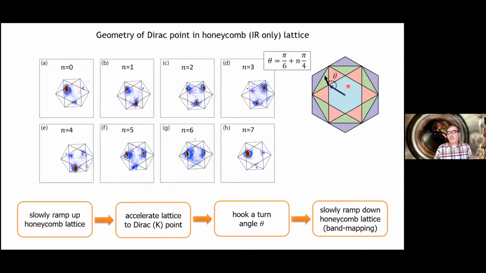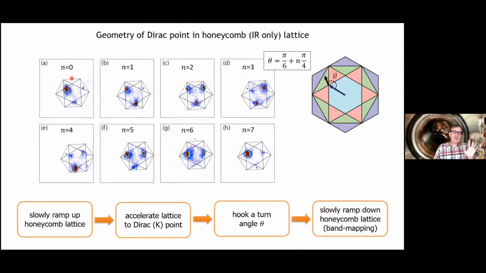So here we do these experiments. We have our honeycomb lattice. We accelerate the lattice in this case so that the atoms go to the Dirac point and then go away from the Dirac point at some angle with respect to the entry ray. And then we do inverse band mapping. So when we look at these populations, these densities of atoms in our images, they're telling us what fraction of atoms is in different bands of the lattice.